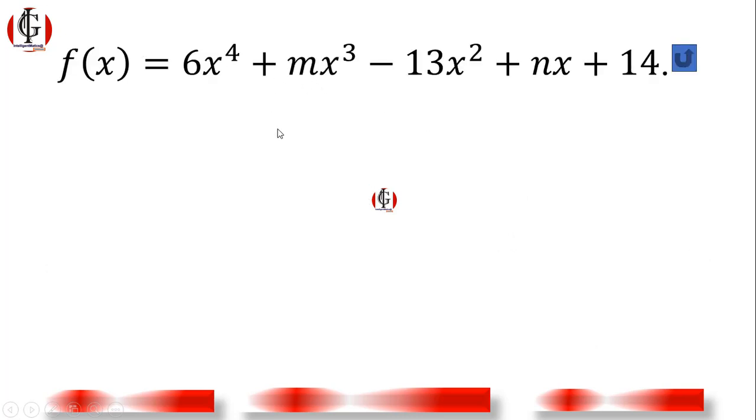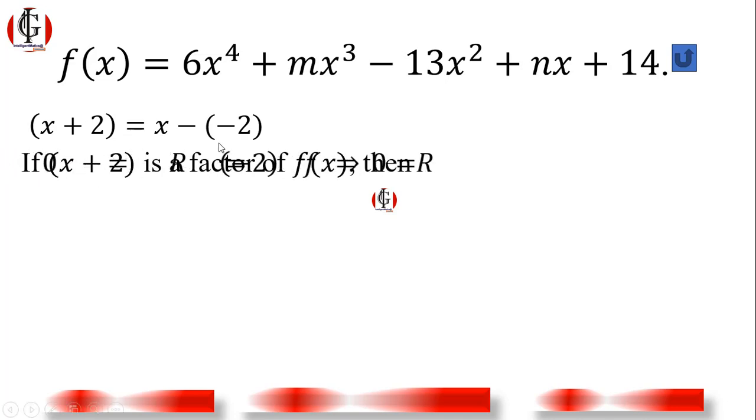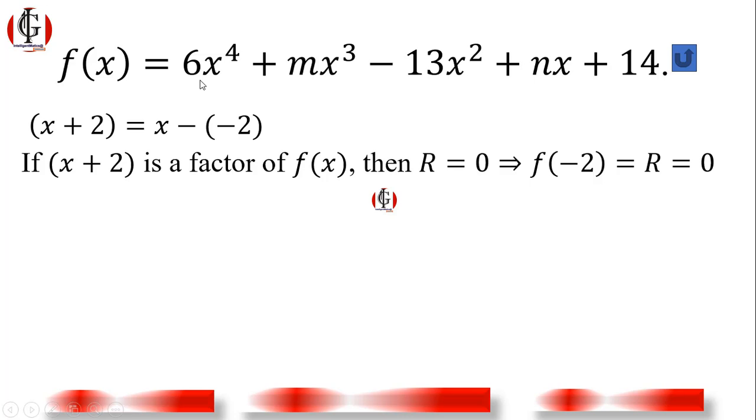Now we've seen what the remainder theorem says. So if x plus 2 is a factor, then x plus 2 equals 0 will give me x equals minus 2. If I substitute x equals minus 2 into this polynomial, I'm going to get a result, and that result is the remainder. But we don't know the value of m, and we don't know the value of n. It means that our remainder will be in terms of m and n.